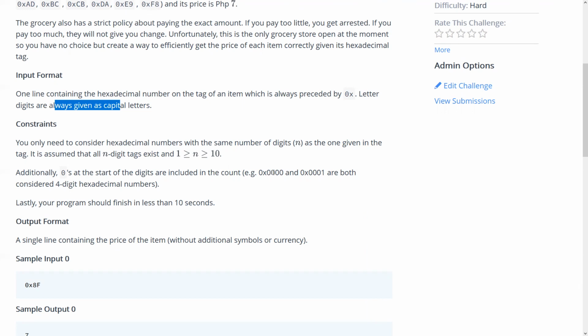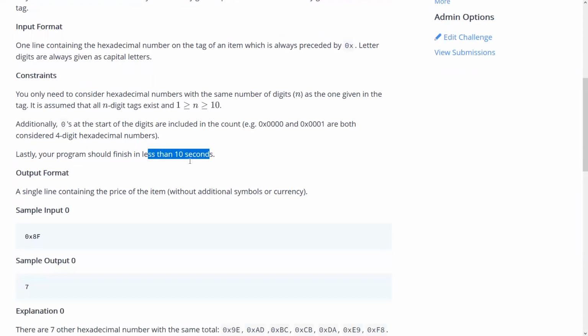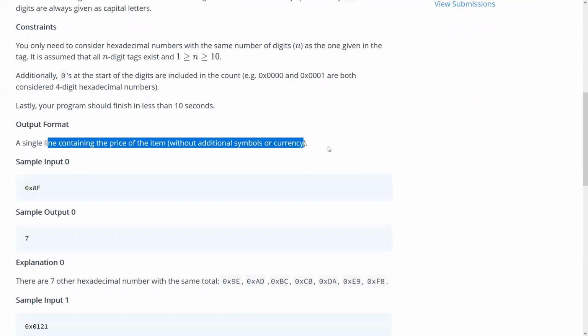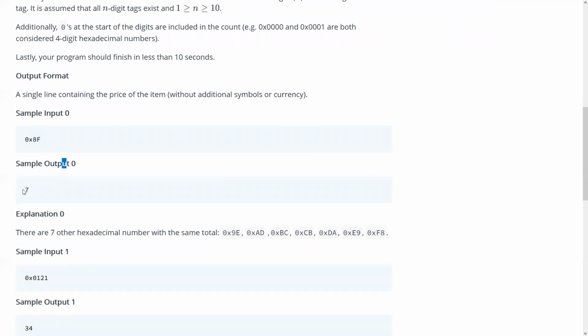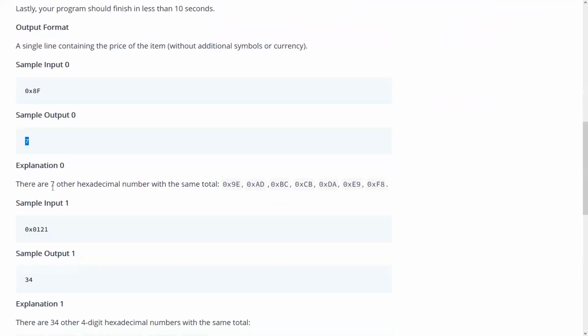So, 0x0000 at saka 0x0001 are both considered 4-digit na hexadecimal numbers. And then, because of HackerRank limitations and as an exercise din, kailangan yung program nyo is matapos in less than 10 seconds kasi yun yung limit ni HackerRank. So yung output nyo is just a single line containing the price of the item without symbols or currency. So pag nag-input ako ng 0x8F, ang ating output ay 7, since meron 7 other hexadecimal numbers with the same total.